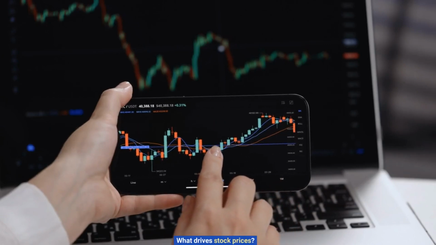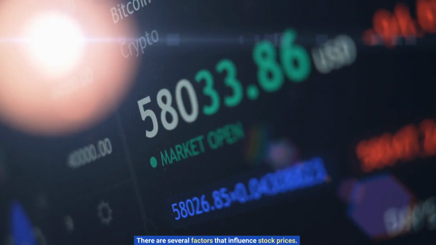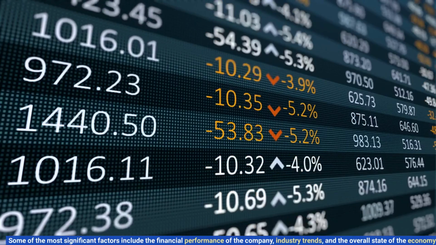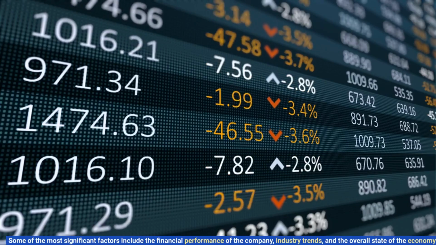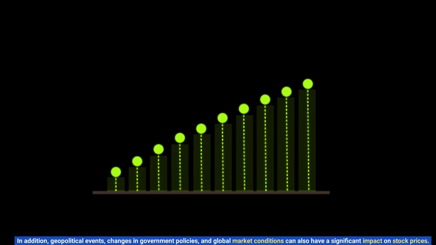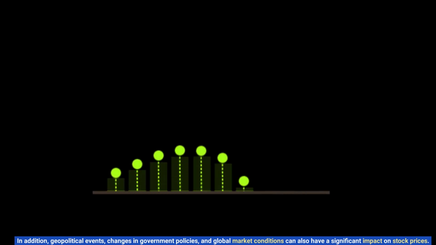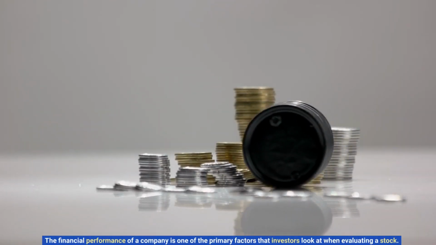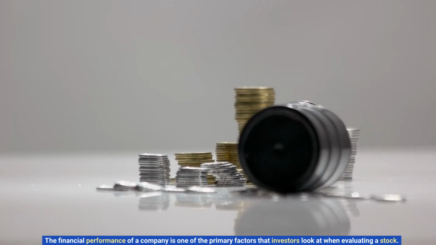What drives stock prices? There are several factors that influence stock prices. Some of the most significant factors include the financial performance of the company, industry trends, and the overall state of the economy. In addition, geopolitical events, changes in government policies, and global market conditions can also have a significant impact on stock prices.